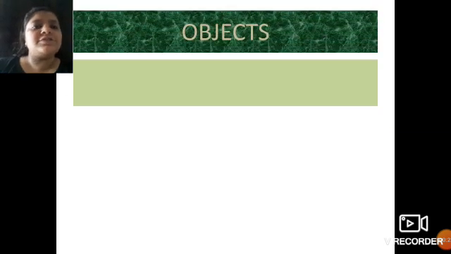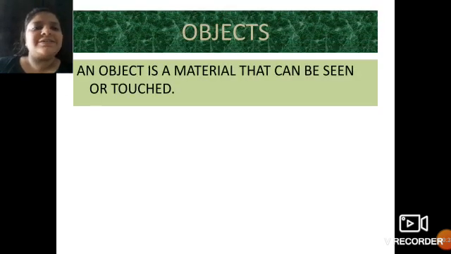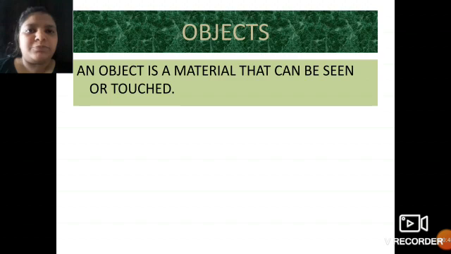Objects. What is an object? An object is a material that can be seen or touched. Now what does this mean? I think you all are seeing this video through your laptop or your tablet or your mobile phone. All these are objects. So let's place some examples of objects.